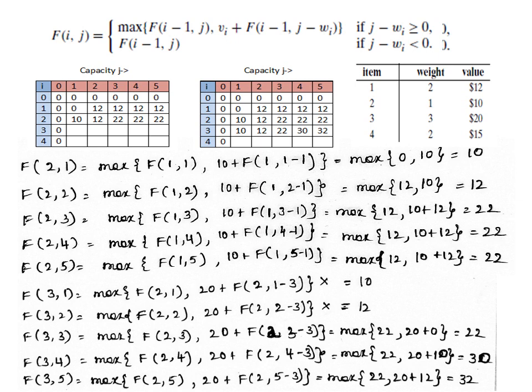That is from the previous row. 1, 2 is 12. 12, 10 plus 0, which is equal to 10. So among 12 and 10, maximum is 12. So it is equal to 12. F of 2, 2 is equal to 12.